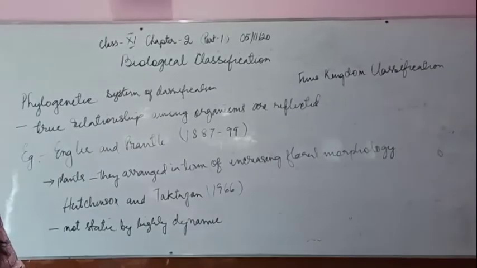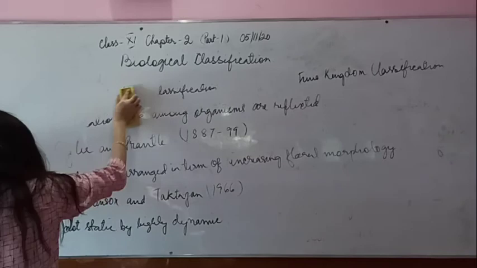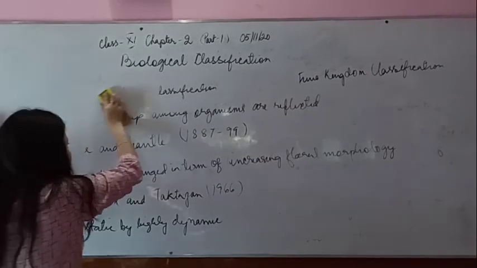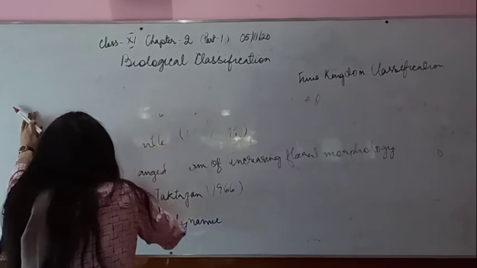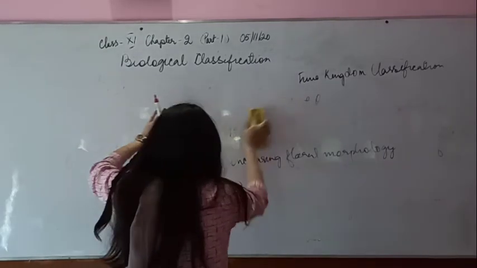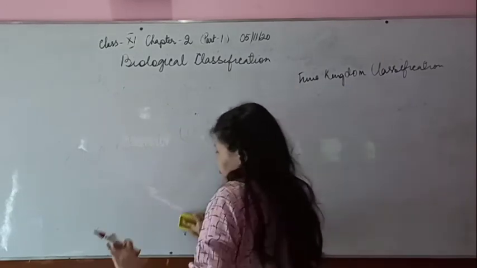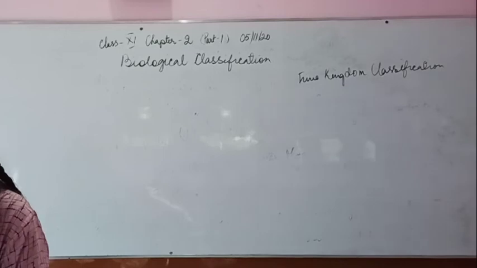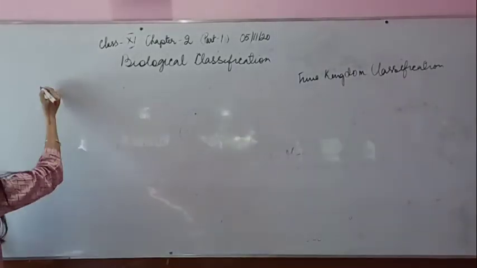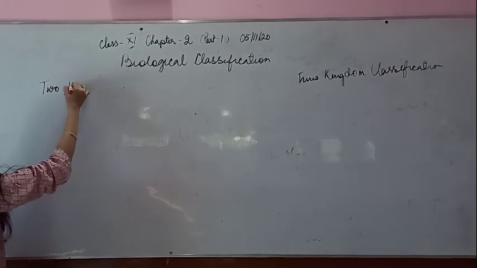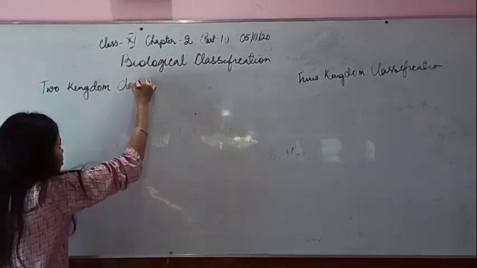So these are the types of biological classification that we have finished studying. Now let's come to kingdoms. The first is the two kingdom classification.